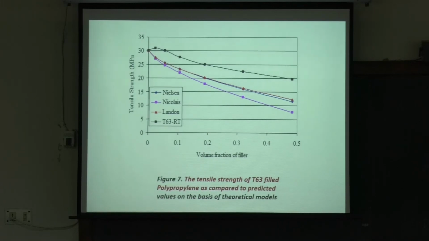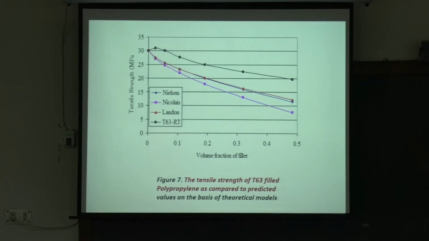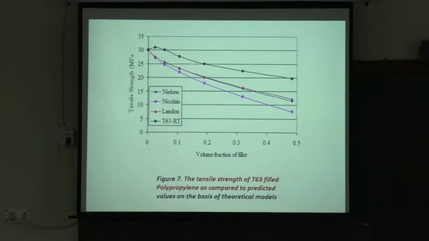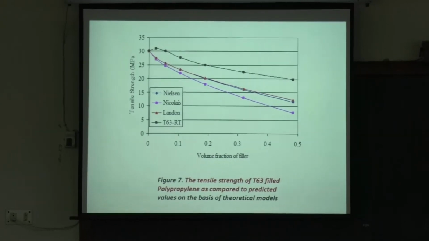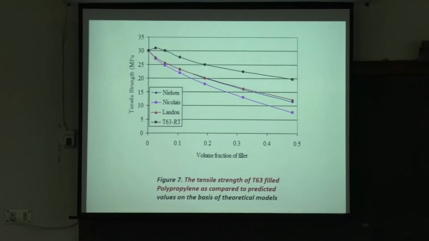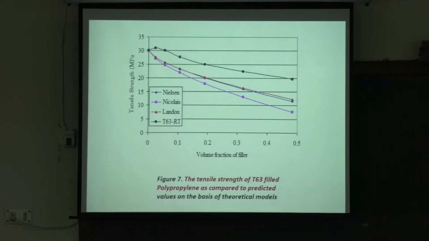Going back to the tensile strength, these are three models which are there: Nielsen, Nicolais, and Landon. So these are the other three models, and this is actually our results. It shows that whereas the other three models show that using this amount of particulate particles, your tensile strength will go down, we are happy to say that our material strength is much higher than what they predicted.